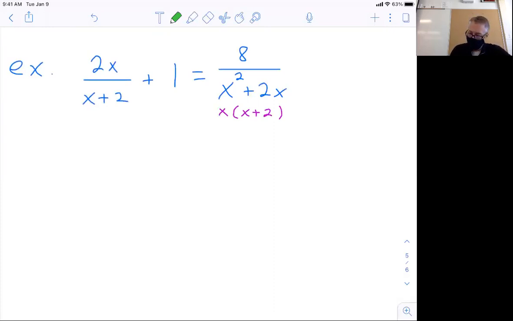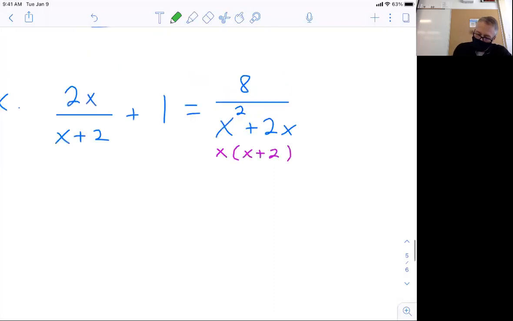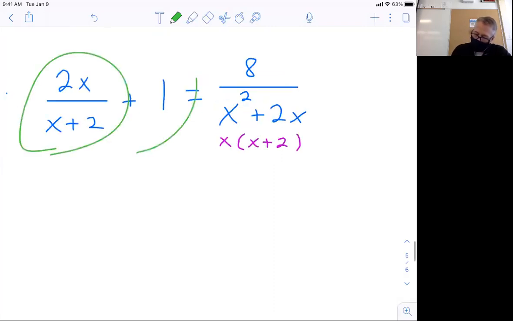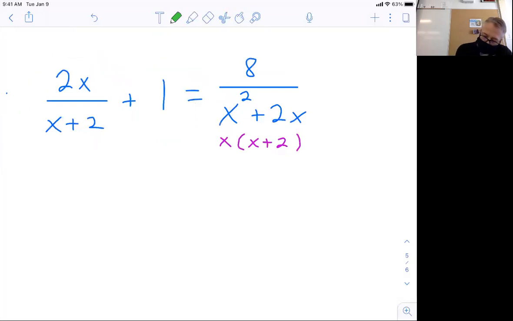So I'm going to multiply this by the common denominator, this by the common denominator, and that by the common denominator. So I do x times x plus 2 there, x times x plus 2 there, and x times x plus 2 there.